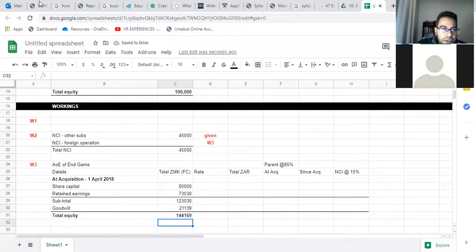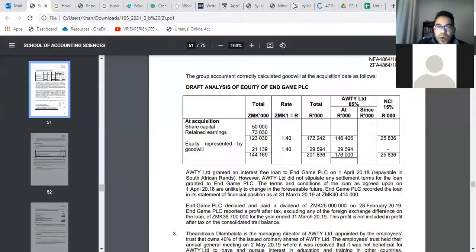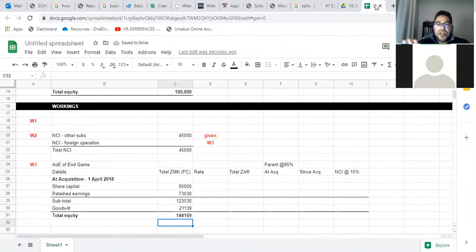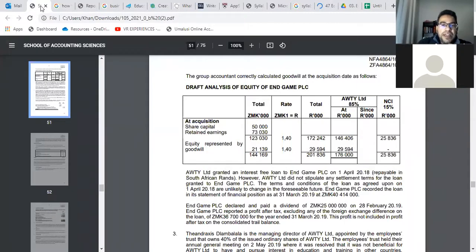What rate do we use? We use the spot rate at the date of acquisition. The date of acquisition, 1 April 2018, and we use the rate at that date. The rate at that date is 140. In his calculation, he had 140, so that is correct.